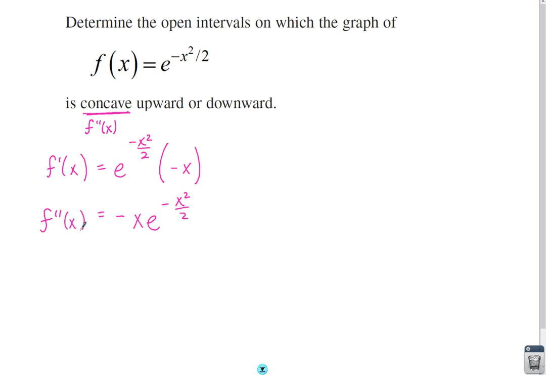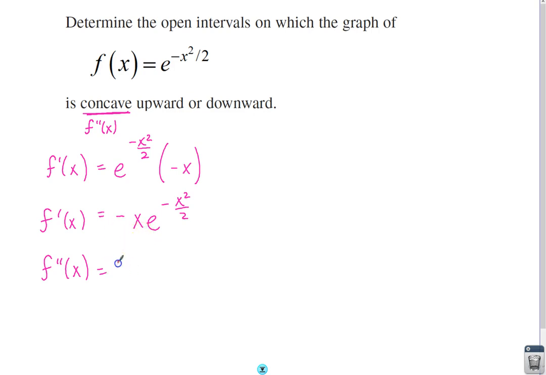More chain rule. Oh, and we get to use the product rule. So, oops, I wrote f double prime. I did not mean to do that. I was getting ahead of myself. Okay, now I want f double prime of x. I was just so excited to get to the second derivative, as I'm sure you are as well.